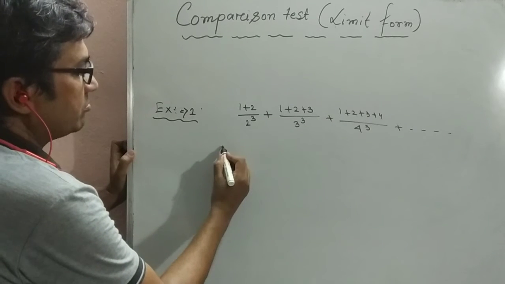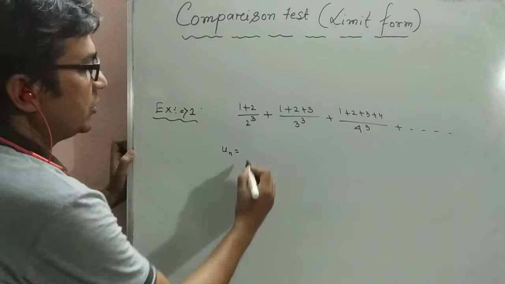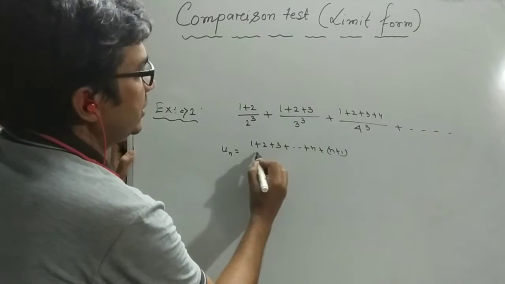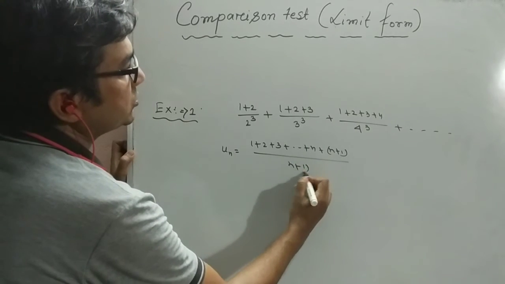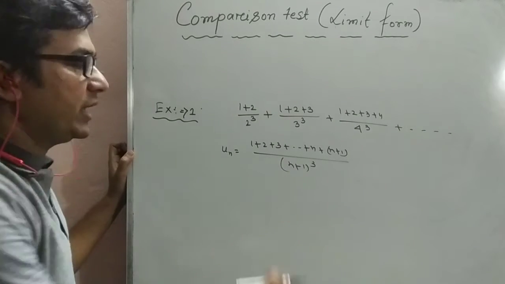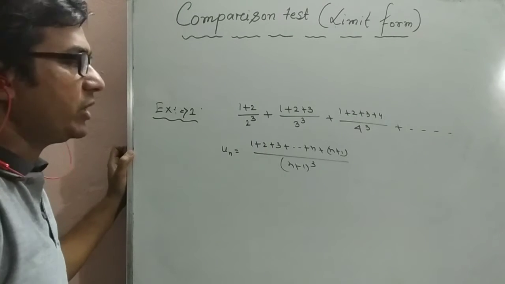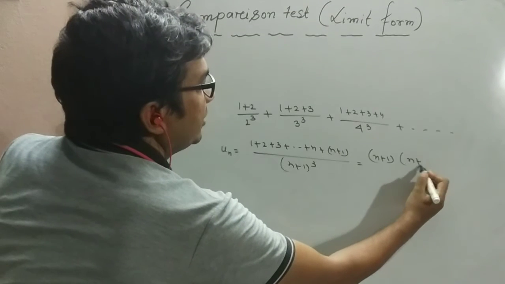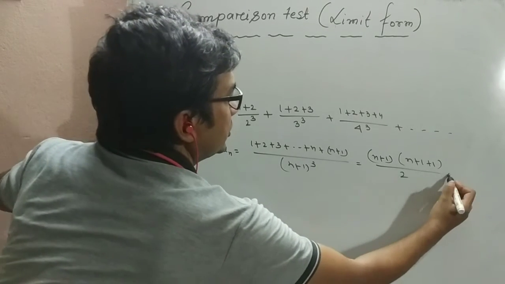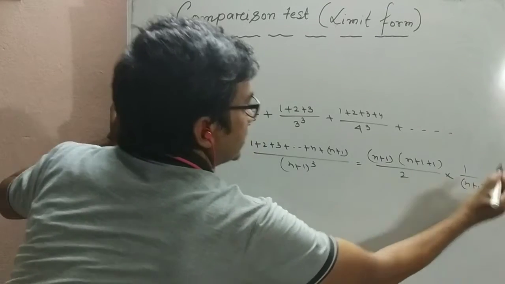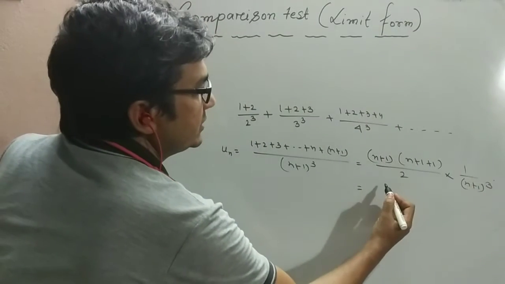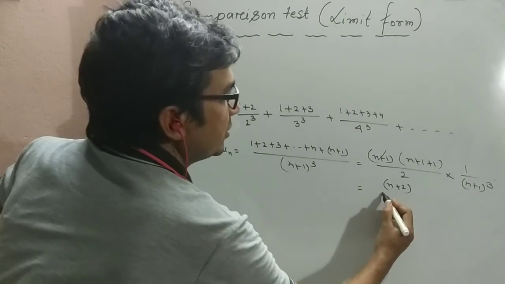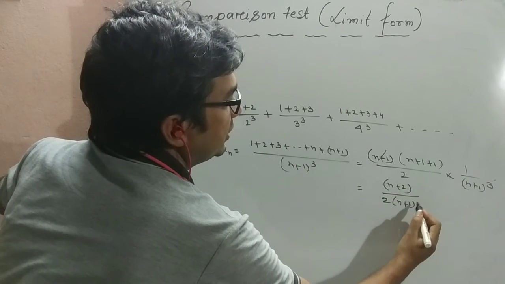Here nth term un equals 1 plus 2 plus 3 plus up to n, by n to the power 3. Okay, this is equal to n into n plus 1 by 2 into 1 by n cube, and this gives n plus 1 by 2 into n squared.